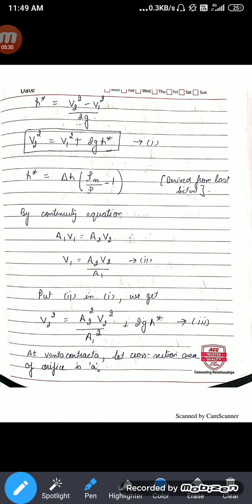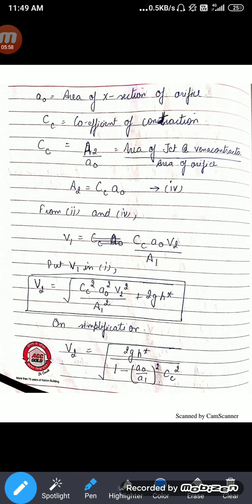Now, as I told you, after passing through this plate the flow contracts. This is called the vena contracta. At the vena contracta, let us suppose the area of cross section of the jet is a0. Now we are introducing a new term, Cc. What is this Cc? It is called the coefficient of contraction, and the coefficient of contraction is equal to the area of the jet at the vena contracta divided by the area of the orifice.